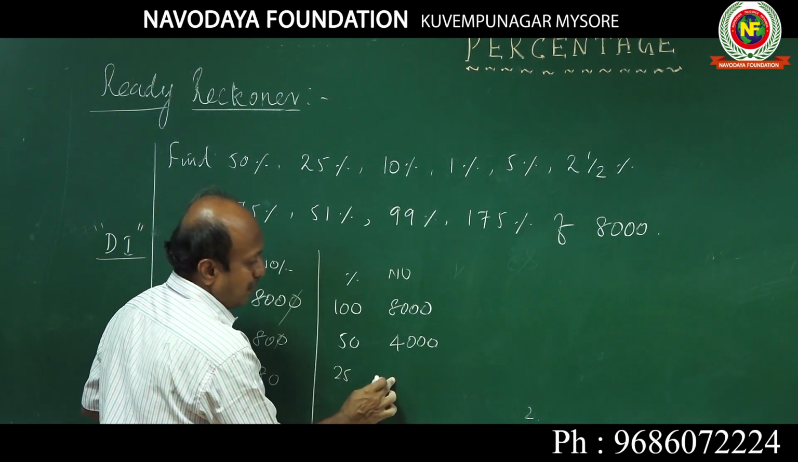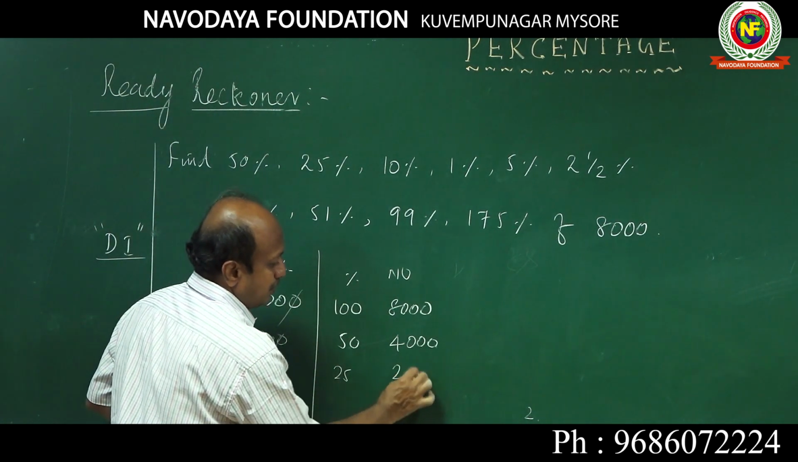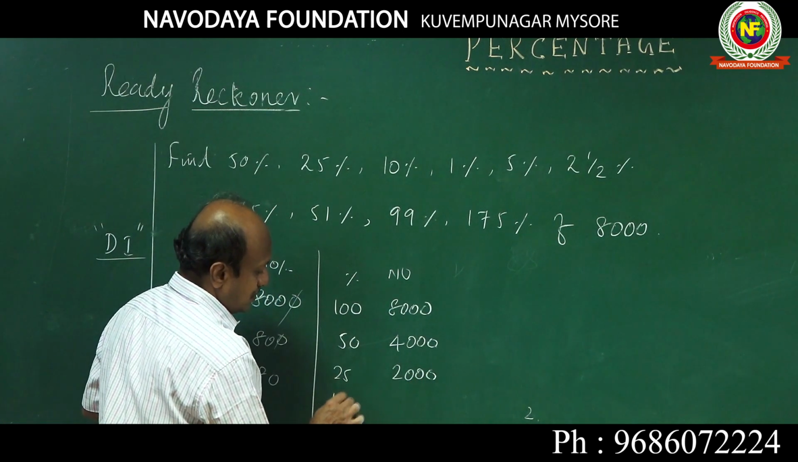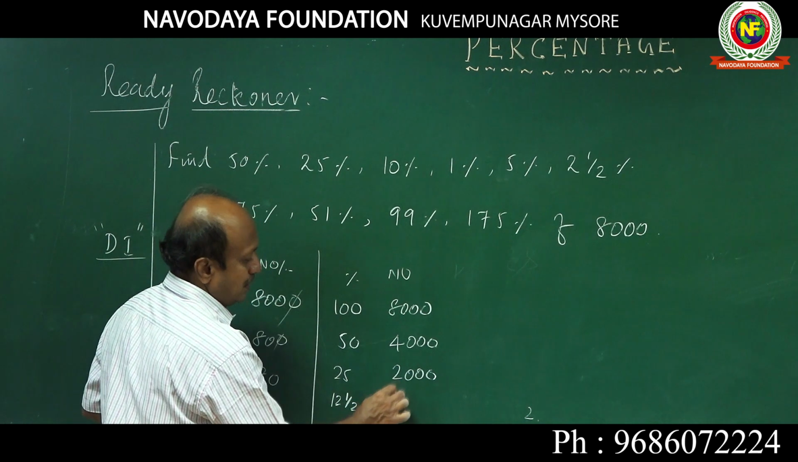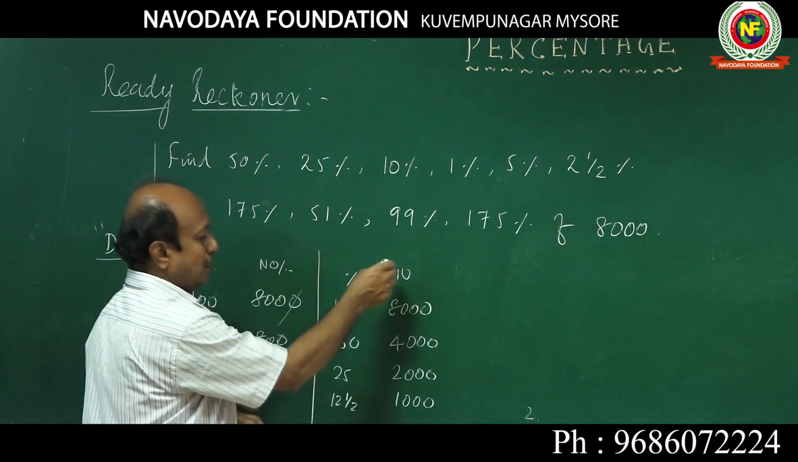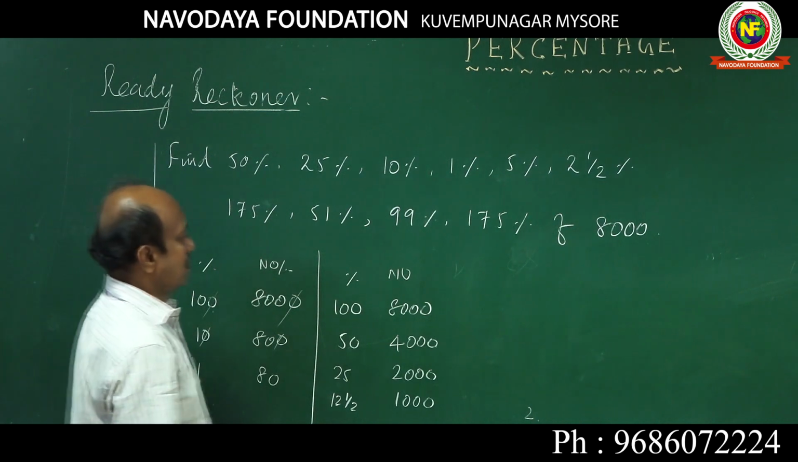25%. What about half of this? It is nothing but 2,000. Next, half of 25 is 12.5%. It's nothing but equivalent to 1,000. Right? You can go on in cases in this manner.